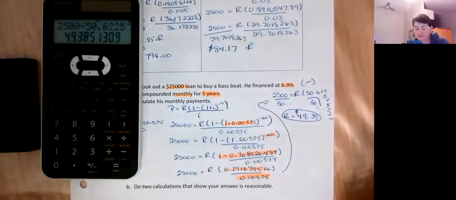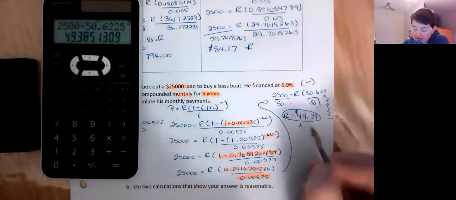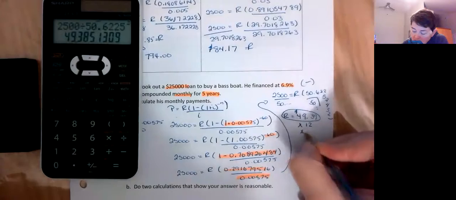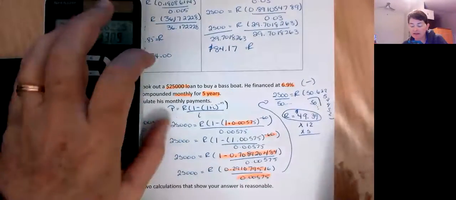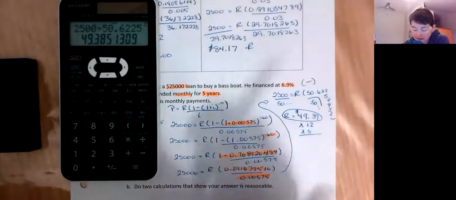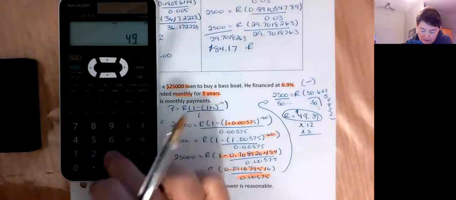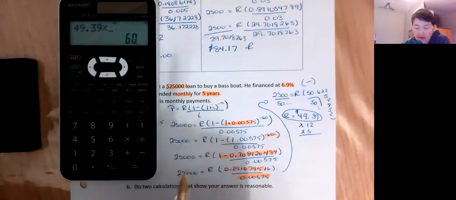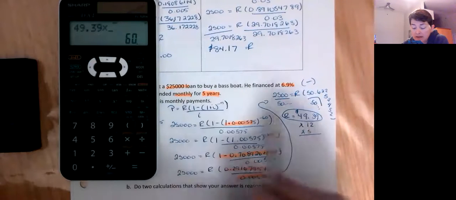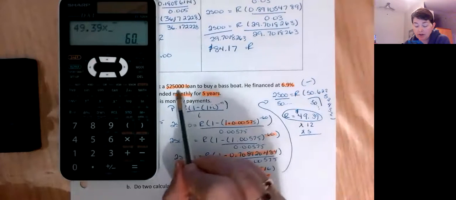All right, now it says do 2 calculations to show your answer is reasonable. The first one I'm going to do is multiply his monthly payment times 12 times a year times 5. Or I could have just gone by 60, which is the number of payments he has to make. They're both the same thing. 49.39 times 60. That answer should be bigger than this, right? Because this includes the interest.